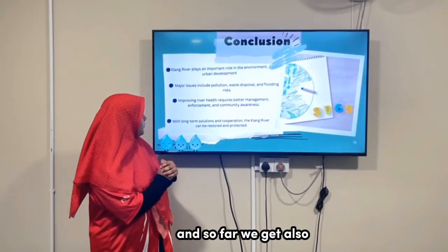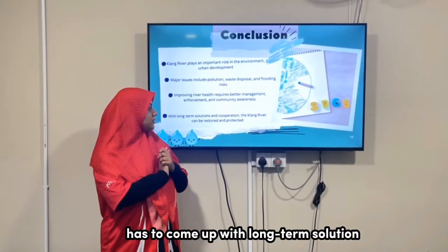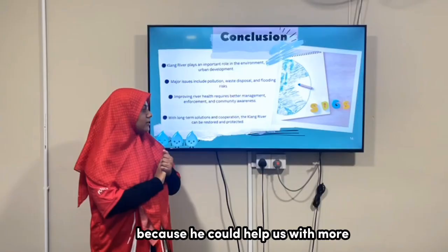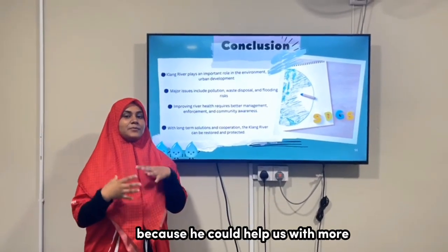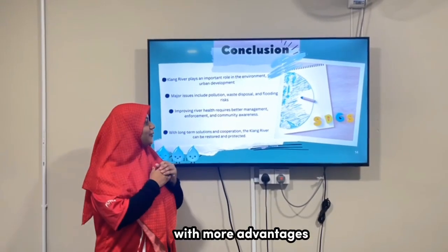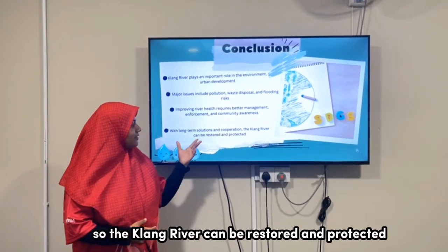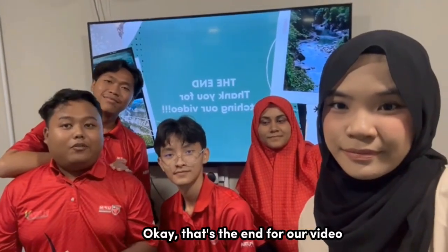And so far, we also have to come up with long-term solutions and cooperation, because it can help us with more advantages, so the Klang River can be restored and protected.